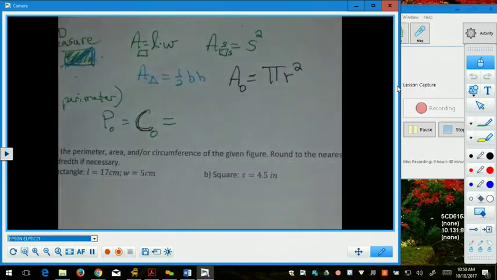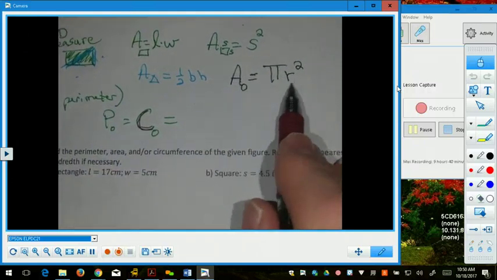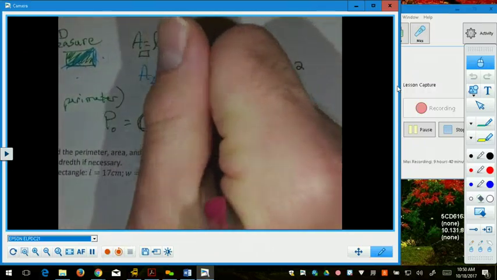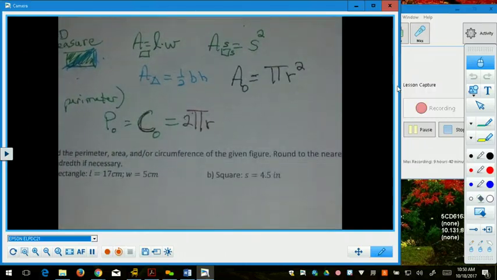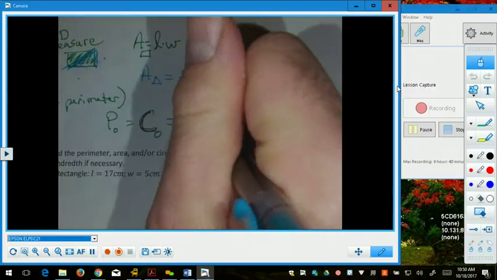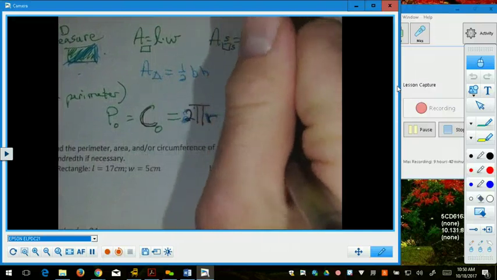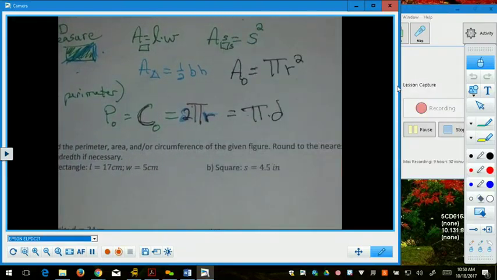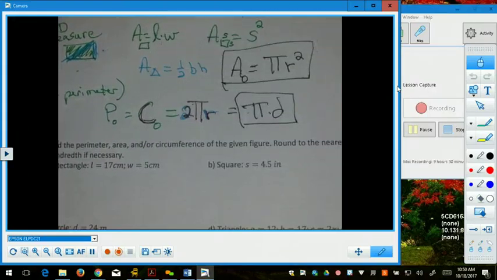I don't memorize it as 2 pi r. I know that the area is squared, so I'm going to use radius squared, but I memorize the circumference as pi. Well, let me see. You guys have 2 pi r, right? What is 2 times the radius? The diameter. So I actually memorize it as pi times d. They're the same thing, right? It's going to give you the same exact value, but this is what I memorized for my formula.